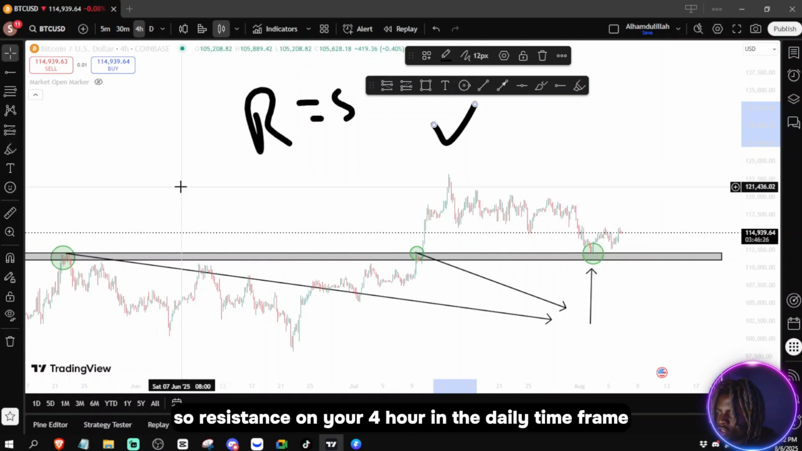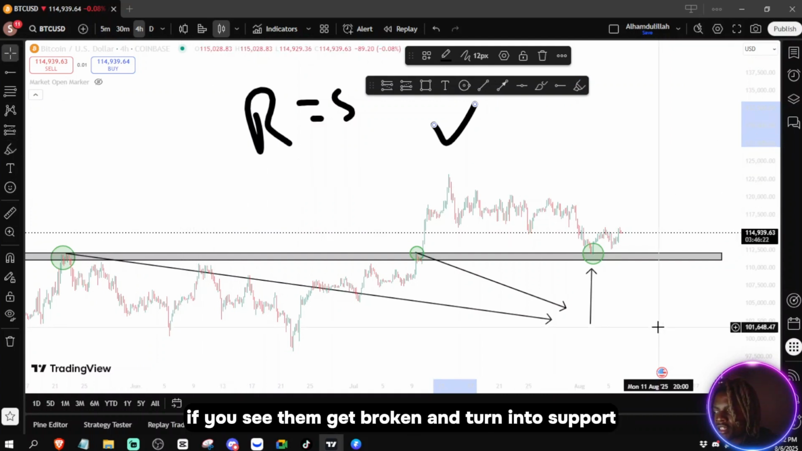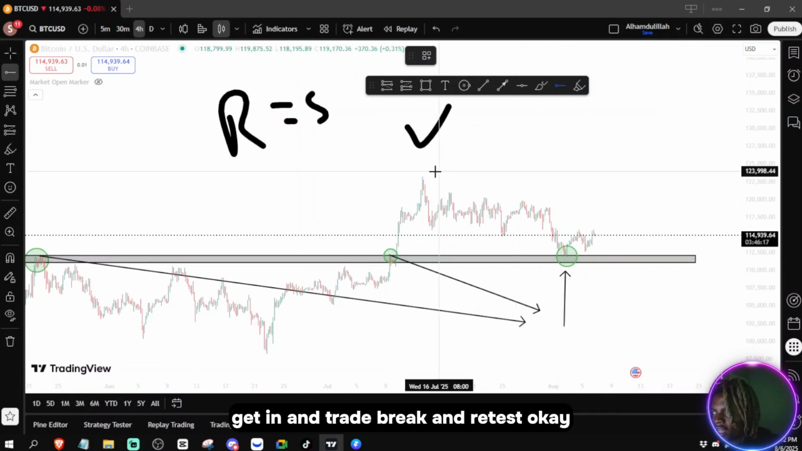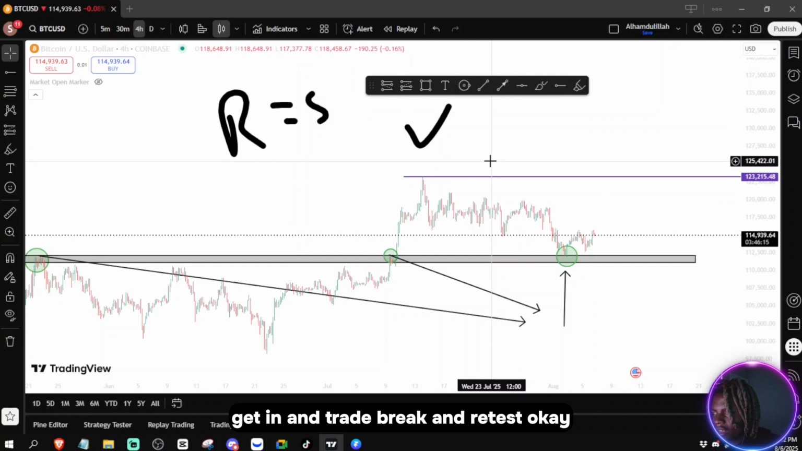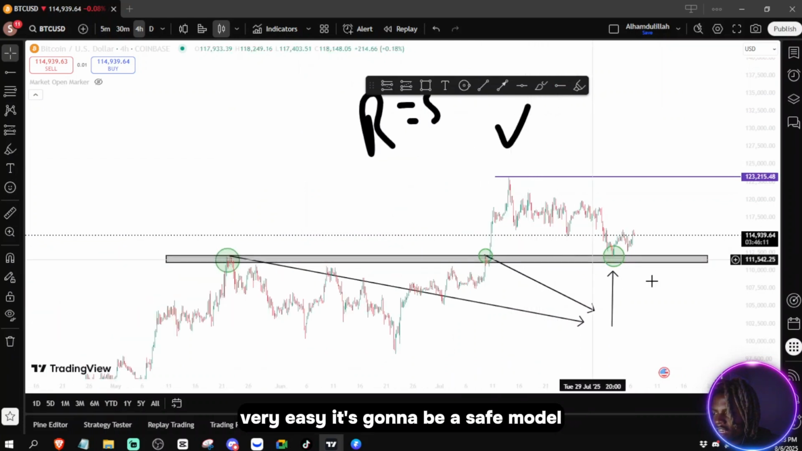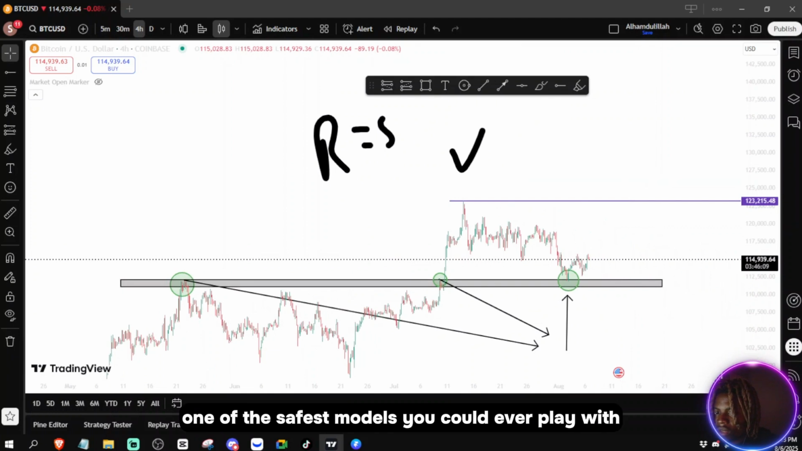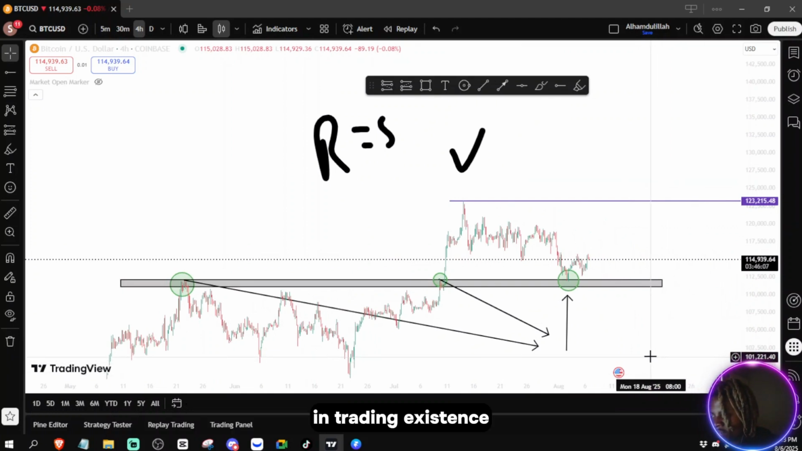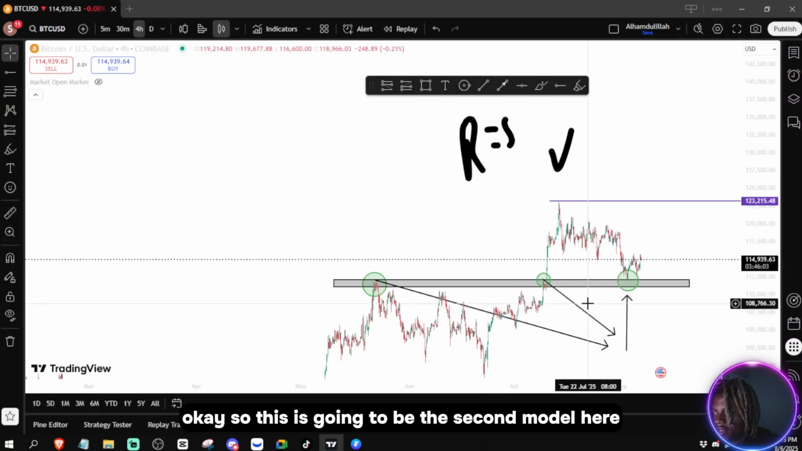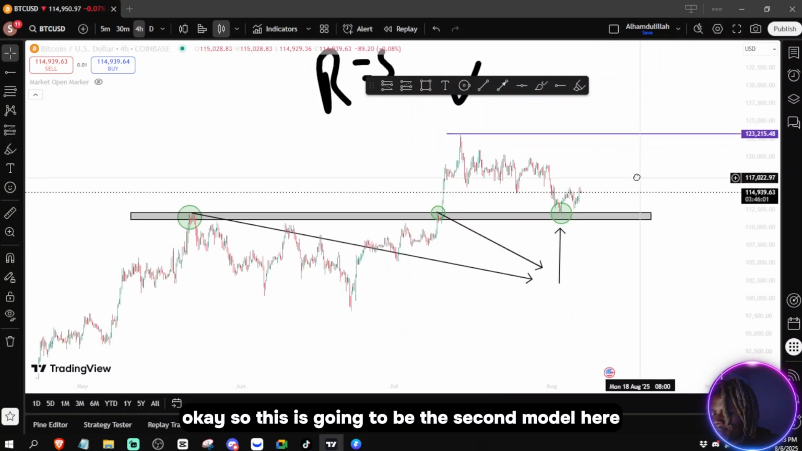Okay, so resistance on your 4-hour and the daily time frame. If you see them get broken and turn into support, that's going to be a probable way to get in and trade break and retest. Okay, so break and retest is going to be very, very easy. It's going to be a safe model, one of the safest models you could ever play within trading existence, especially for just trend continuations. Okay, so this is going to be the second model here.